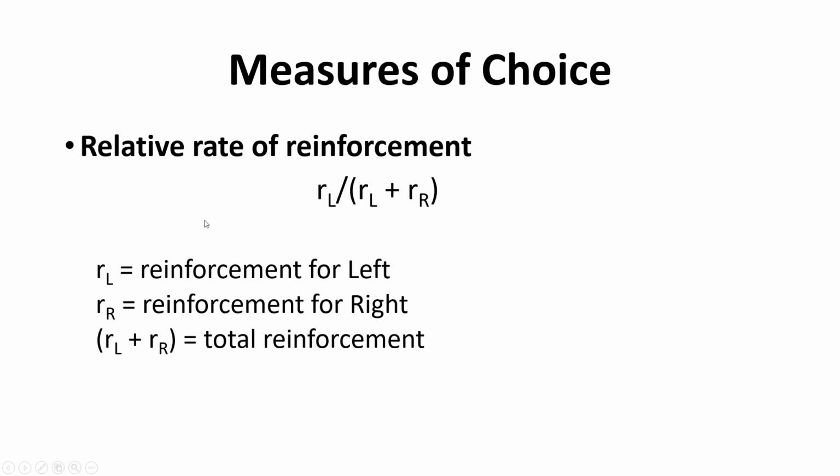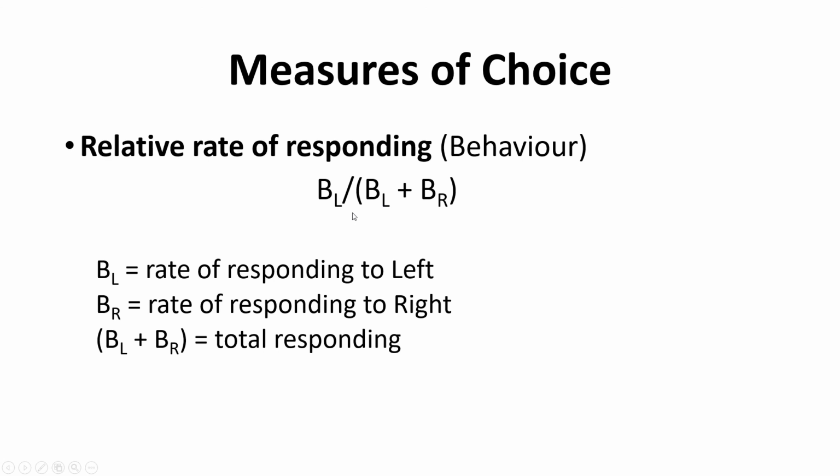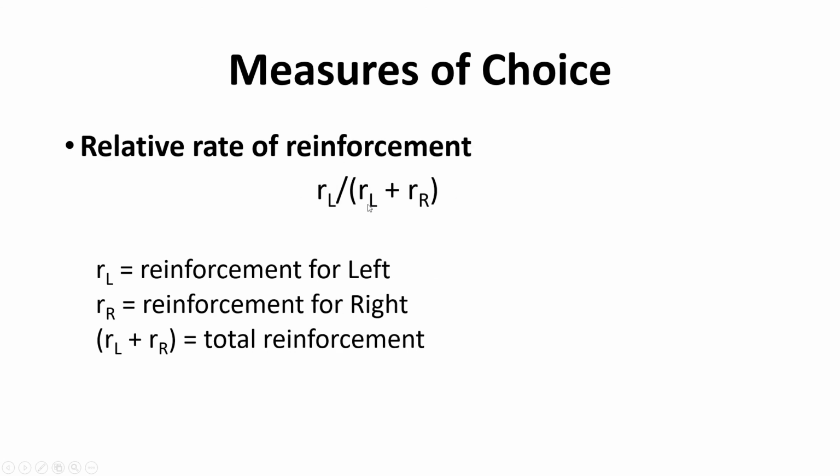We can also look at relative rate of reinforcement. So instead of looking at the number of key pecks or lever presses, we would instead look at how often reinforcement is delivered for having done that lever press on the left or that key peck on the left. So this is the rate of reinforcement for the left side divided by the overall total reinforcement, which is the reinforcement for the left and reinforcement for the right combined. So very, very similar to our rate of responding, but this time it's just looking at rate of reinforcement instead.